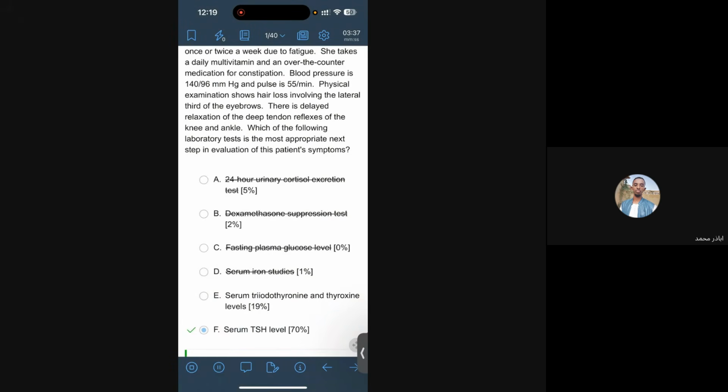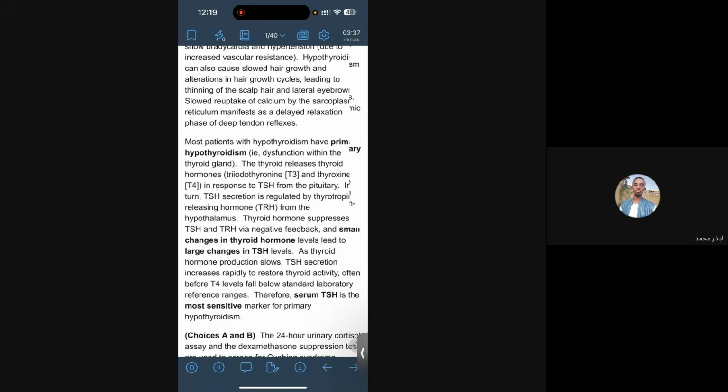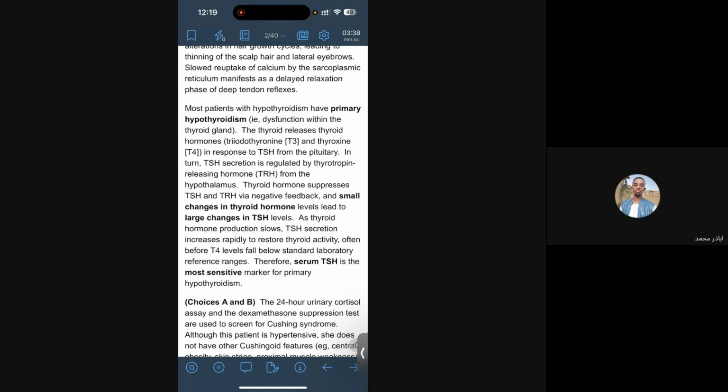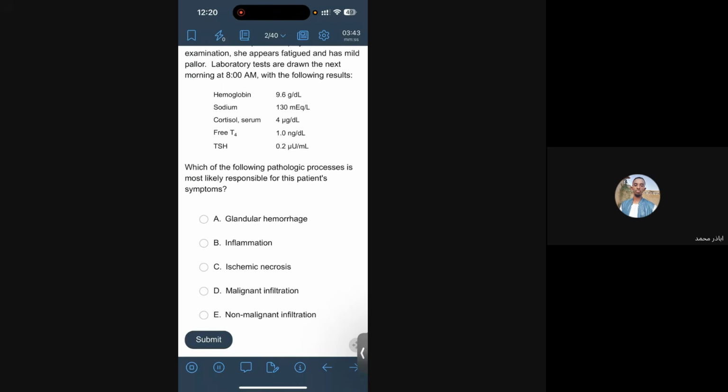T3 and T4 are also going to be less, but if you have to go with one answer, go with TSH. If TSH is not in the options, then go with T3 and T4. In hypothyroidism, TSH is much more sensitive. Which of the pathological processes is most likely responsible for this patient's symptoms?